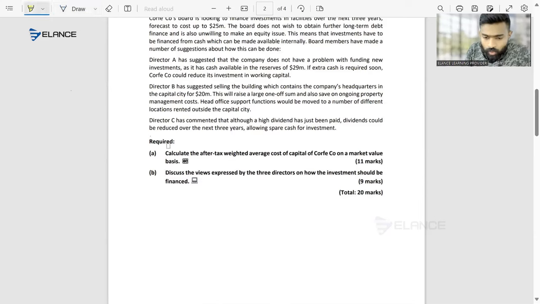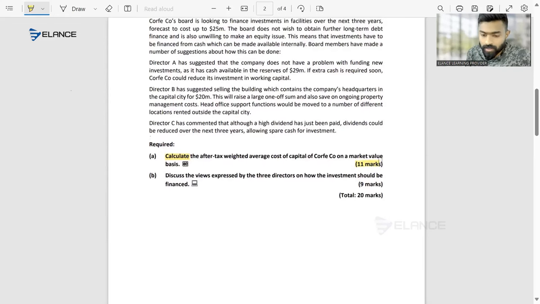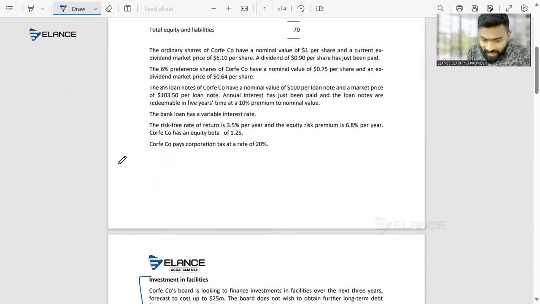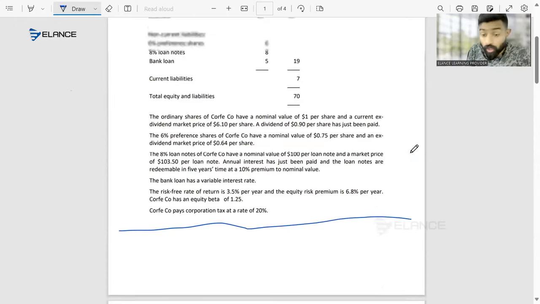Then after knowing that, we will be reading the scenario. Great. So first question, highlight like this, calculate the weighted average cost of capital on a market value basis. So question A consists only one question, just calculation, but it is worth 11 marks. Question B is discuss the views expressed by the 3 directors on how the investment should be financed. See, for question B, this is the scenario what we should read. Here, director A said something, director B said something, director C said something. Okay. So for question A, till this is required for solving question A.